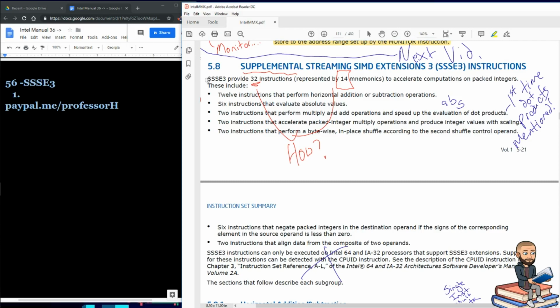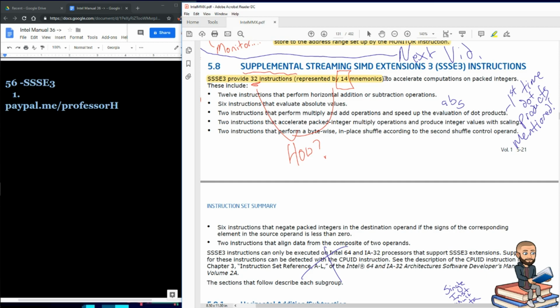The objective today is to go over what the Intel manual says about the supplemental SSE3 instructions. So 2 years after SSE3, these came out, so that'd be 2006. And even more than when the original SSE came out, we got ourselves 32 instructions added. Now these additional 32 are represented by 14 mnemonics.